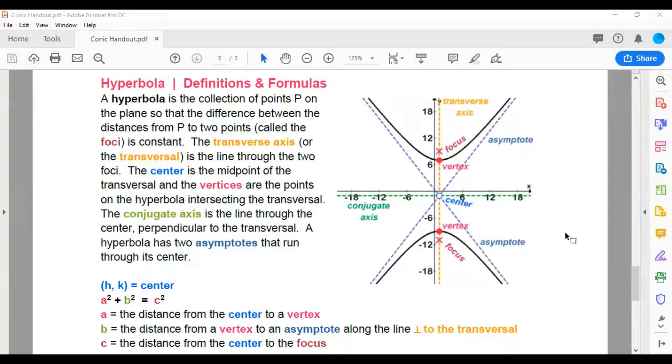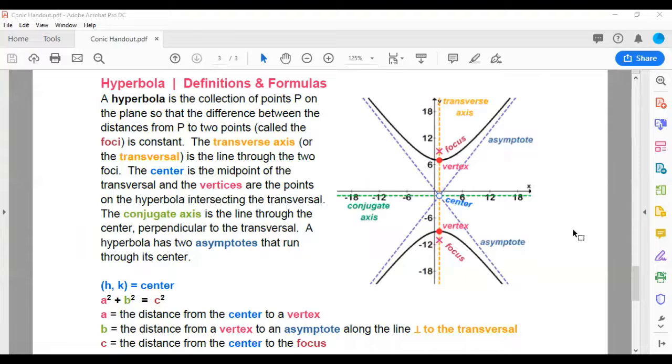So as with an ellipse, we have an A, B, and C, and this time it is similar to the Pythagorean theorem. So we have a squared plus b squared equals c squared, which means instead of A being the longest distance, our longest distance is now C. And I should point out, (h, k) is our center as usual. So let's see what A, B, and C are this time.